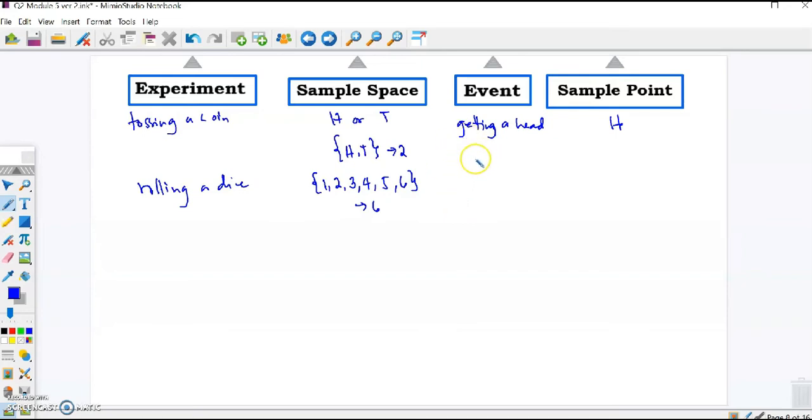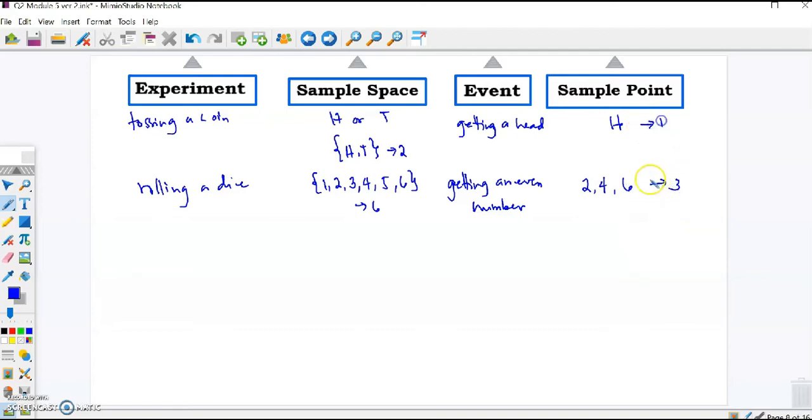Then let's have an event. When you roll a die, an event could be getting an even number. So getting an even number would mean what would be our sample points. The sample points must come from a sample space. So the sample points will be 2, 4, or 6. There are 3 items in our sample point.